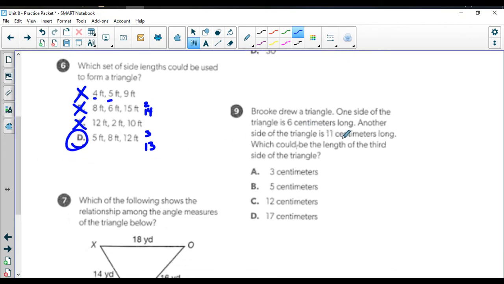Question number 9, Brooke drew a triangle. One side is 6, another side is 11 centimeters. What could be the third? So we're going to do 6 plus 11, which gives us 17. We're going to do 11 minus 6, which gives us 5. 5 and 17 are our range numbers. We're trying to figure out a number that's in between them. 3 is not in between, but 12 is.